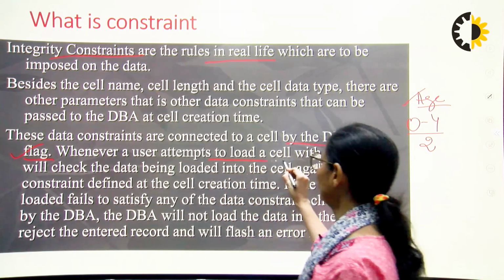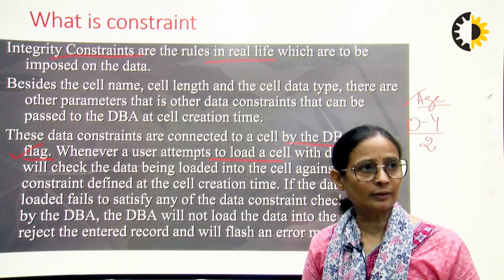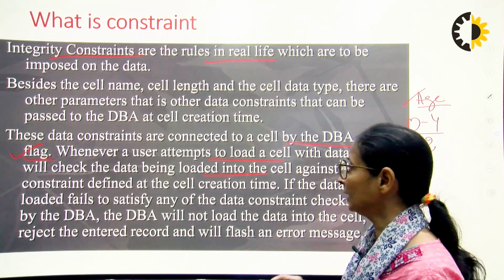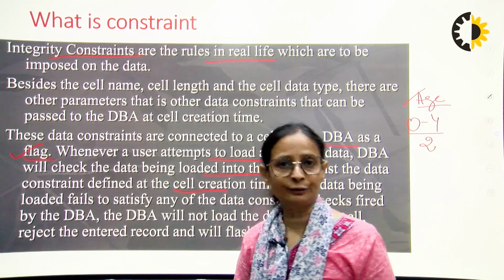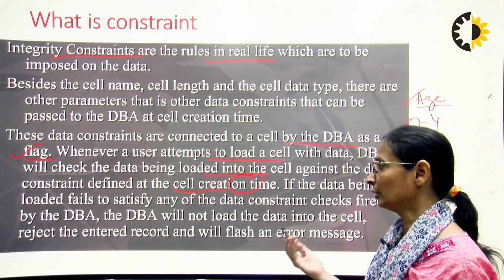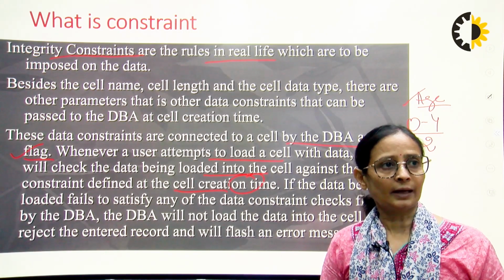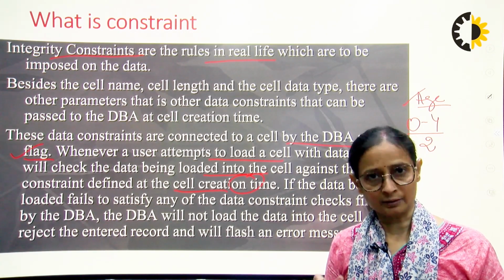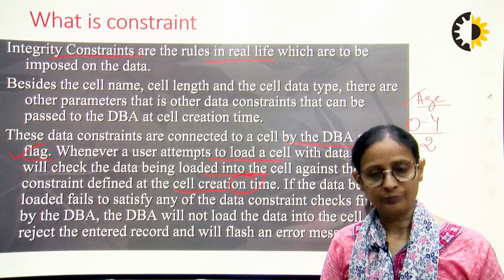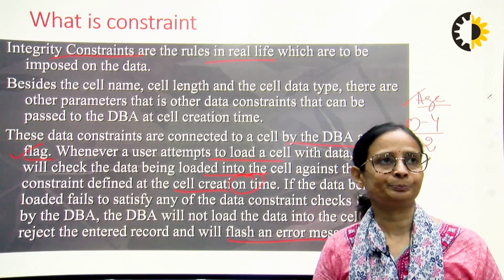Whenever a user attempts to load a cell with data, the DBA will check the data being loaded against the data constraints which we have defined during the creation time. If the data loaded fails to satisfy any of the data constraints, then the DBA will not load it, the data is not added to the table, and an error message is displayed to the user.